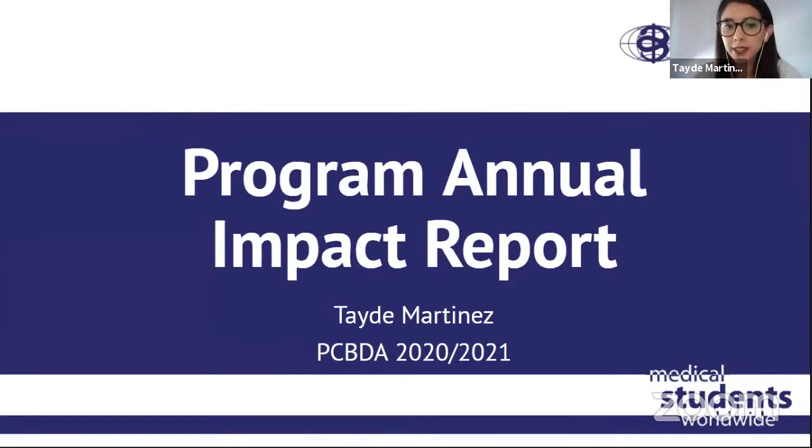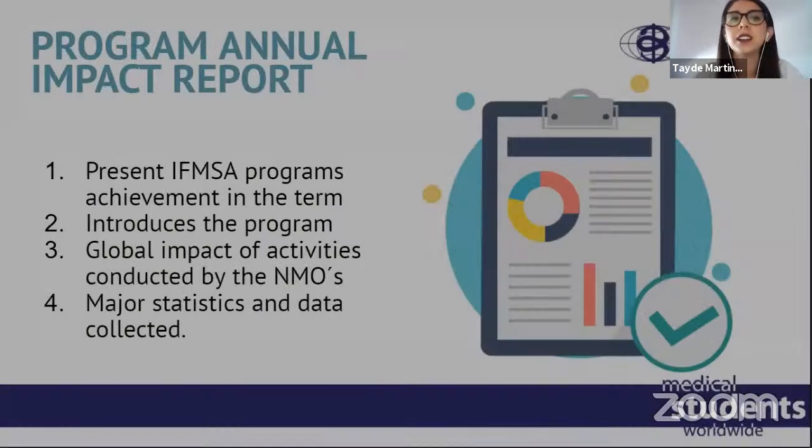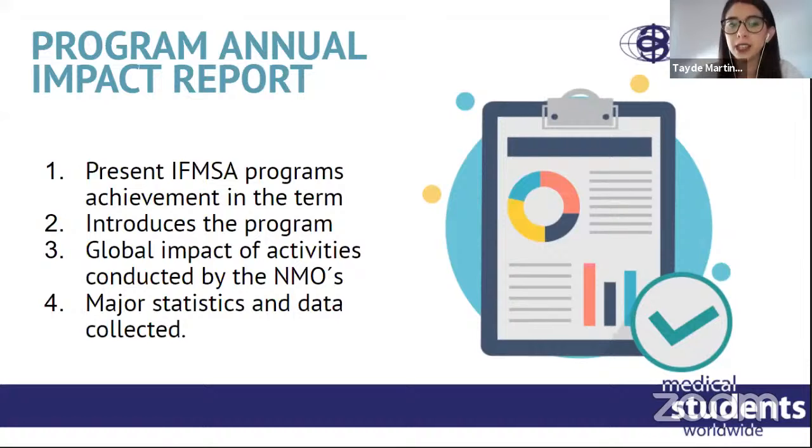So for the last part of this webinar, we're going to talk about the program annual impact report. How can we see the impact of all the reports with the program annual impact report? This program annual impact report presents the IFMSA program's achievements in the term, is going to introduce the program in general, also is going to present the global impact of activities conducted by the NMOs, and for the last is going to present major statistics and data collected from IFMSA programs throughout the term. It's going to present the number of enrollments, the number of reportings, the number of contributions, etc.